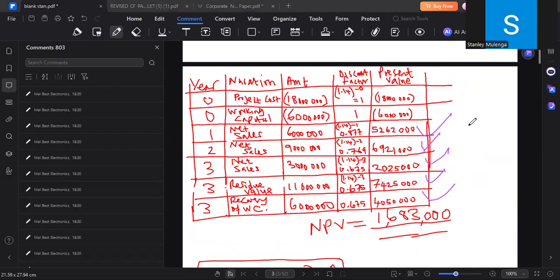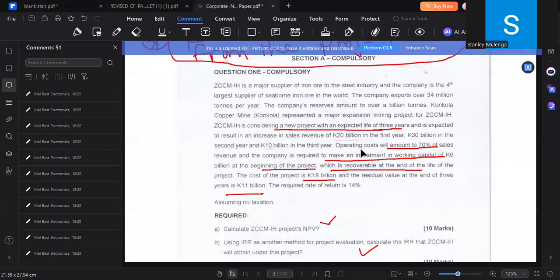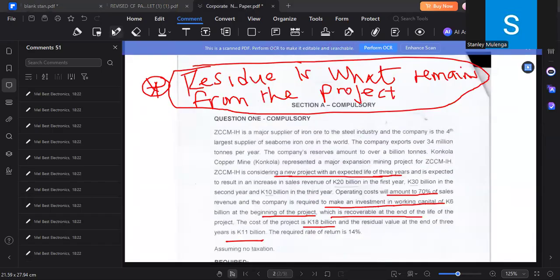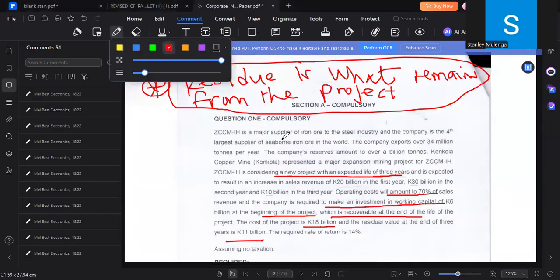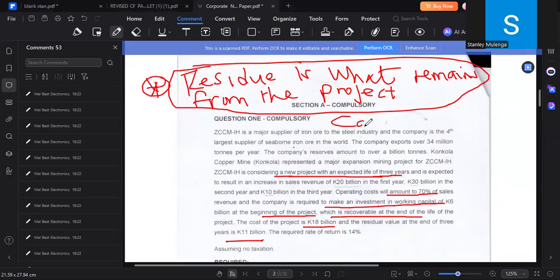So this question came from this question here for capital budgeting. So this one is what we call a capital budgeting question.